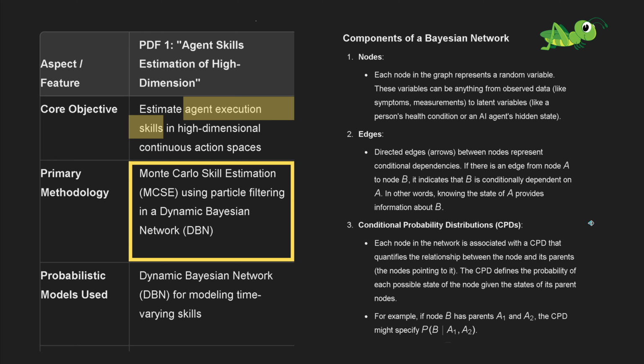And then comes the beauty, where we have our conditional probability distribution. This is the beauty that we can use Bayes' theorem on Bayesian networks. Each node in the network is associated with a conditional probability distribution that quantifies the relationship between the node and its parents. So this defines the probability of each possible state of the node given the state of its parent nodes. This is how we can simulate future steps in a graph network.